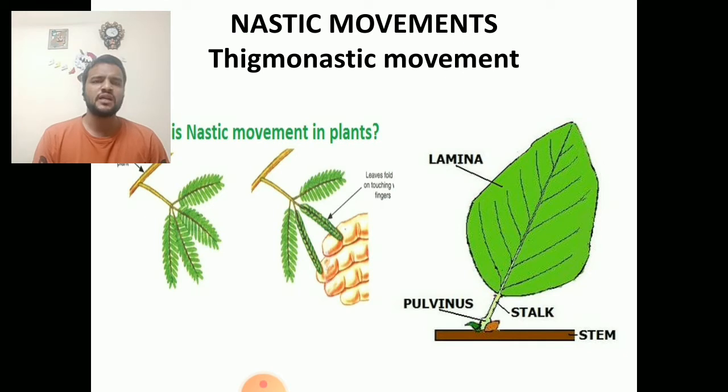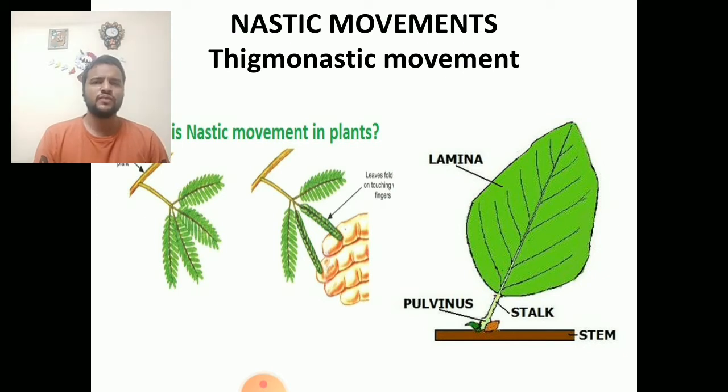So why do the leaves get folded? Touch is the stimulus here, and with respect to that stimulus, the leaves get folded. So folding of leaves is a response, and that is a kind of plant movement. Here folding of leaves does not show any growth; it is not a growth related movement. But how does folding of leaves take place?